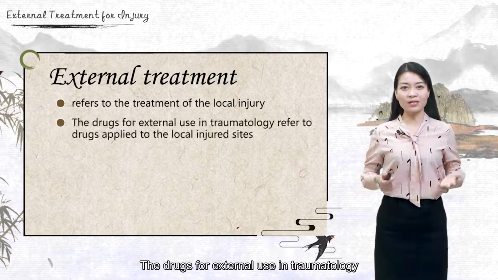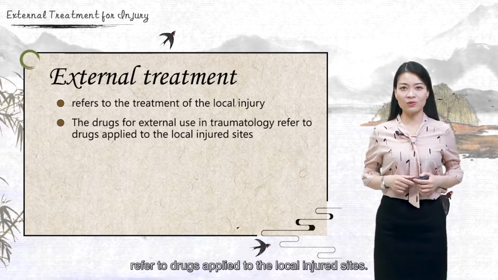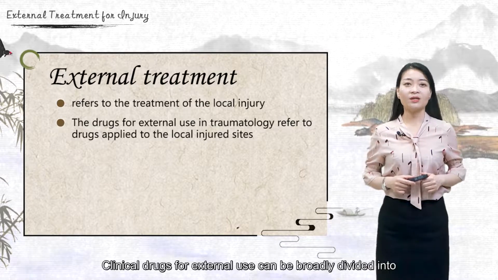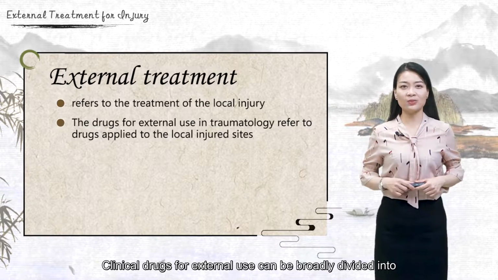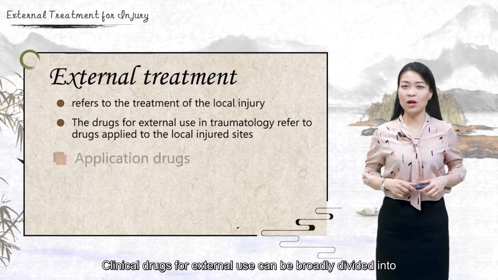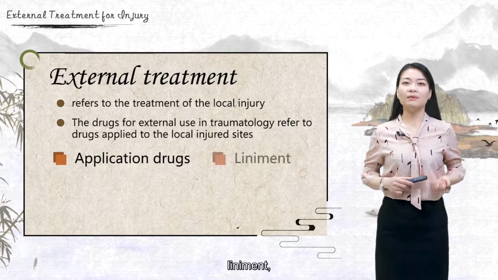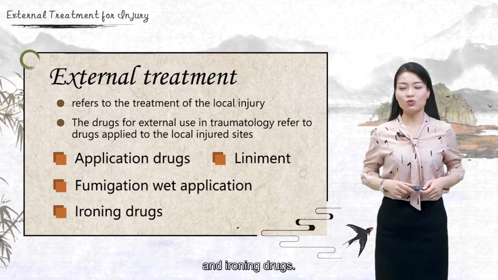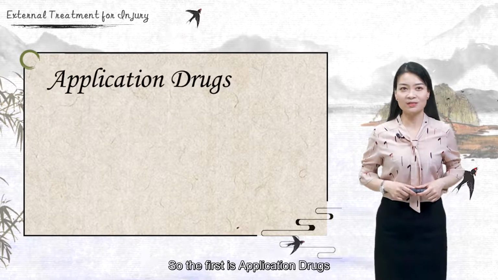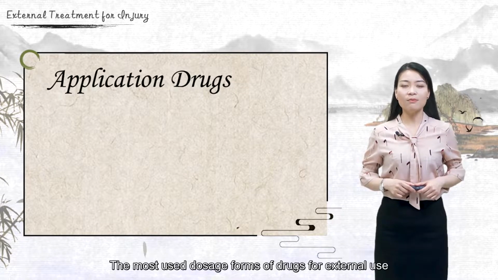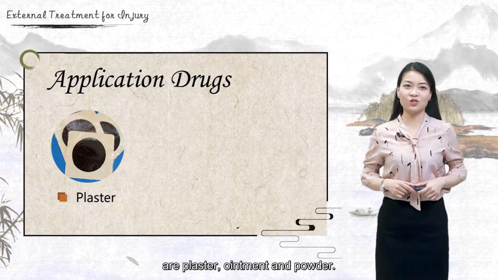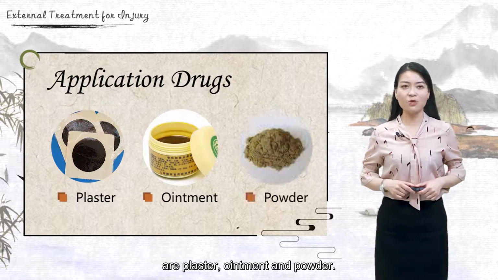The drugs for external use in traumatology refer to drugs applied to the local injury sites. Clinical drugs for external use can be broadly divided into application drugs, liniment, fumigation with application, and iron drugs. So the first is application drugs. The most used dosage forms of drugs for external use are plaster, ointment, and powder.